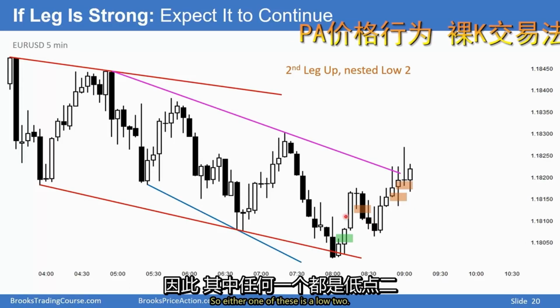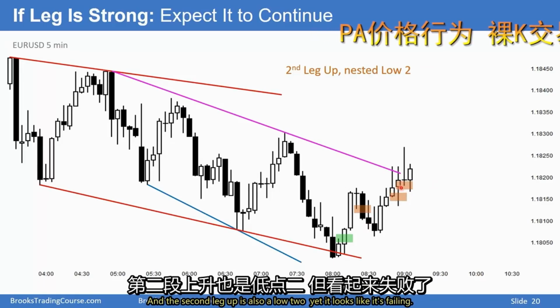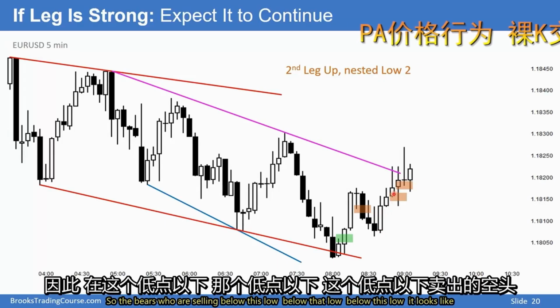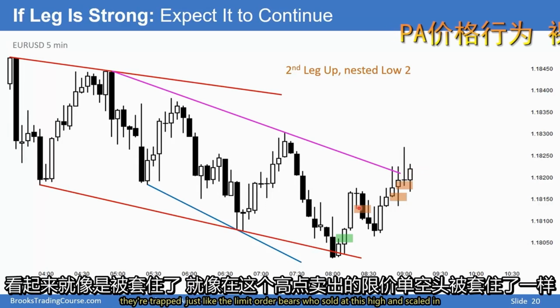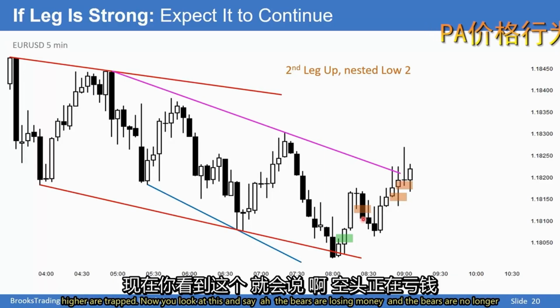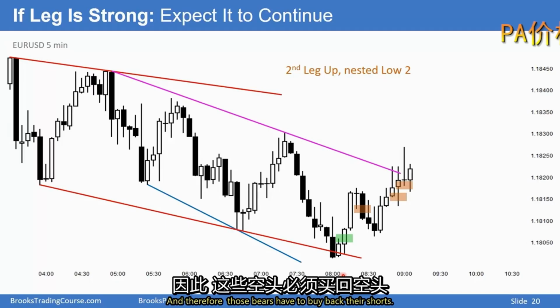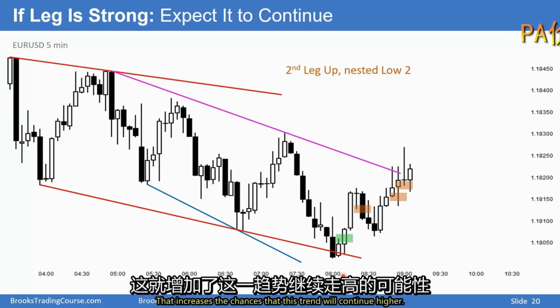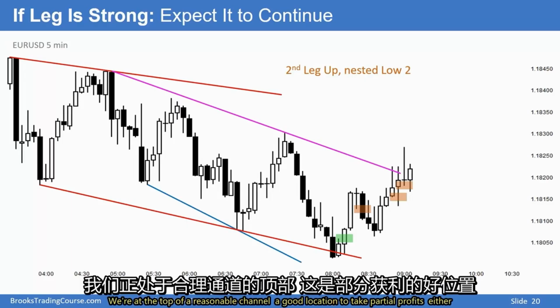We have a nested low 2. We have a low 1, pullback, low 2, low 2. So either one of these is a low 2. And the second leg up is also a low 2. Yet it looks like it's failing. So the bears who are selling below this low, below that low, below this low, it looks like they're trapped, just like the limit order bears who sold at this high and scaled in higher are trapped. Now you look at this and say, the bears are losing money, and the bears are no longer able to make money. And therefore, those bears have to buy back their shorts. That increases the chances that this trend will continue higher.